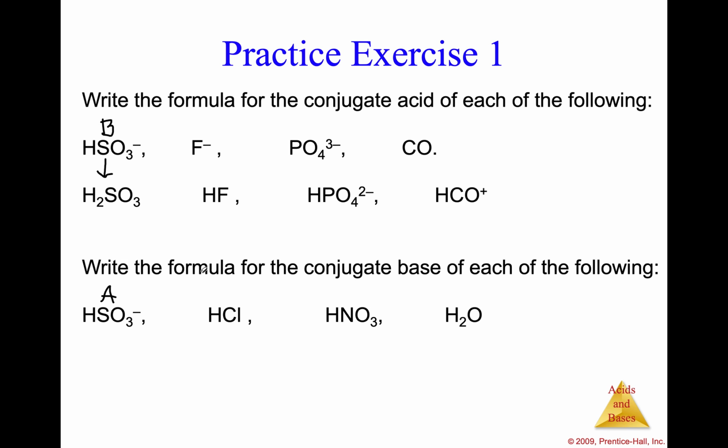For the second one, write the formula for the conjugate base of each of the following. Therefore, these are acids. Acids donate a proton, so we're losing an H and we're losing a +1. So HSO3 minus, we lost an H, and -1 becomes -2. HCl, we remove an H and we become Cl minus because we're losing an H plus. Nitric acid, you take away H plus, we are left with nitrate, the -1 ion. Water, take away a proton, we're left with hydroxide, OH minus.